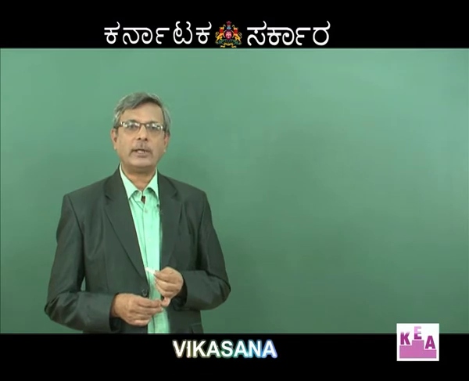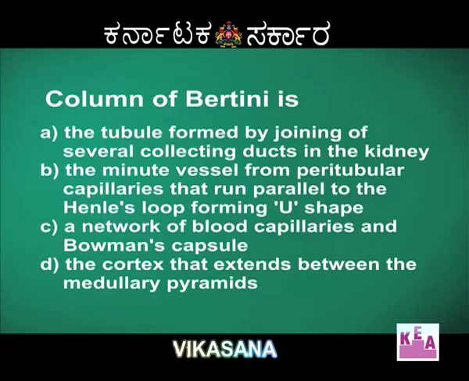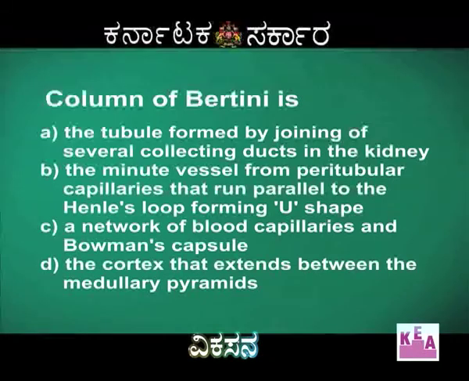Now we move on to the next question. Column of Bertini is. Options are: the tubule formed by joining of several collecting ducts in the kidney. Option 2, minute vessels from peritubular capillaries that run parallel to Henle's loop forming U shape. Option 3, a network of blood capillaries and Bowman's capsule. Option 4, the cortex that extends between the medullary pyramids.